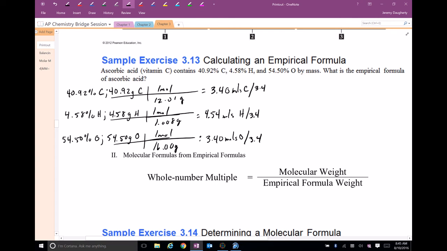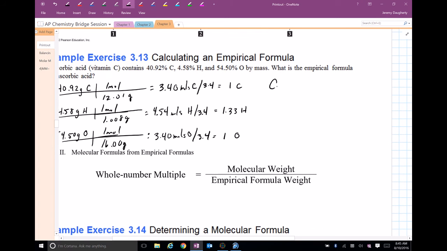So I get 1 carbon for every 1.33 hydrogens and every 1 oxygen. So that's my ratio. For every 1 carbon, I get 1.33 hydrogens and 1 oxygen. So my empirical formula becomes C1H1.33O. But of course you can't have 1.33, right? So we have to multiply it by something to get it to be a whole number.